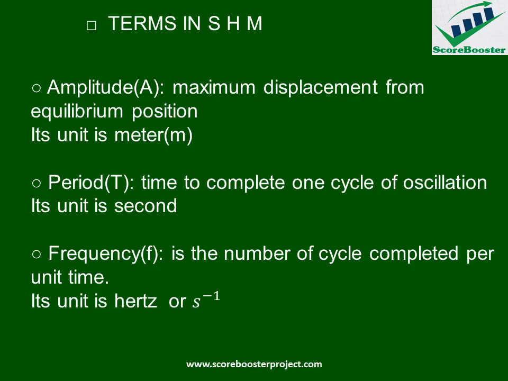Now the next thing to consider is the terms in SHM, that is simple harmonic motion. The first we shall be considering is the amplitude, capital A, which is the maximum displacement from the equilibrium position. Its unit is meter. Then, having understood amplitude, the next term to consider is the period T. Period T is the time to complete one cycle of oscillation. Its unit is seconds.